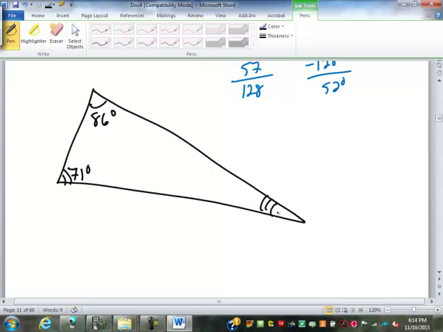So find this angle for me. What do we get? 23? Again, 86 plus 71 is 157. So 180 minus 157 is 23 degrees.